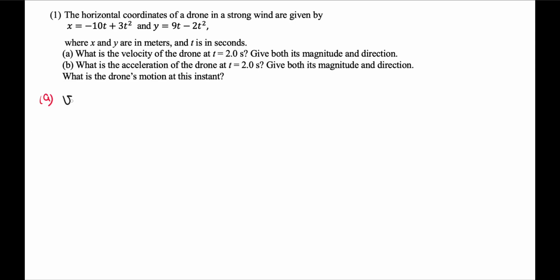The velocity's x component is given by the derivative of x with respect to t, and we have negative 10 plus 6t. And at t equals 2 seconds, Vx equals, plug in 2 here, so we get 2 meters per second.